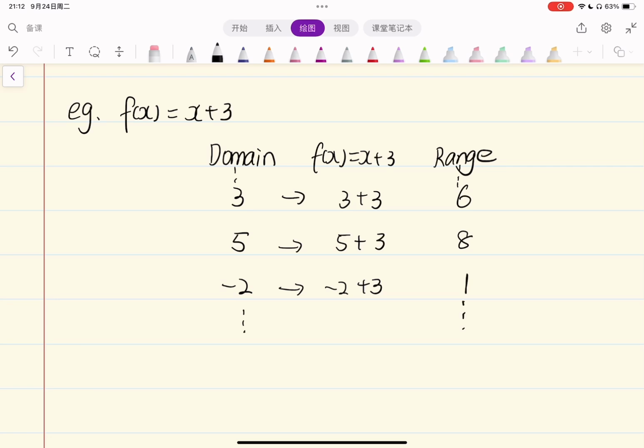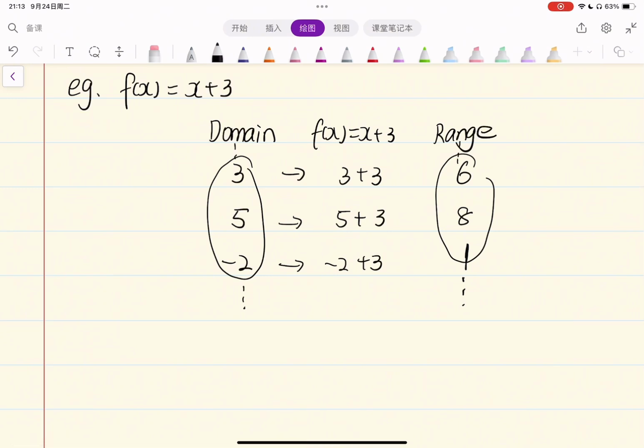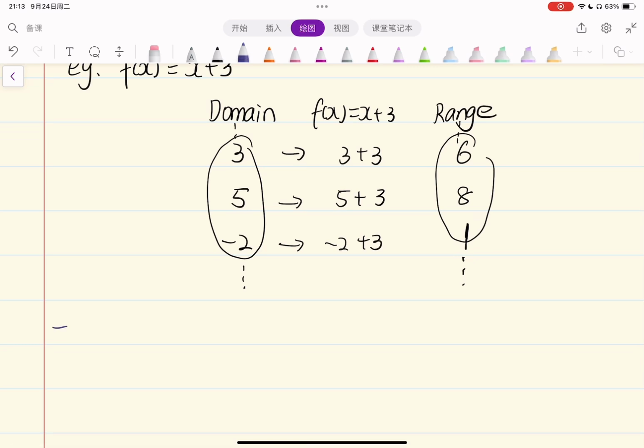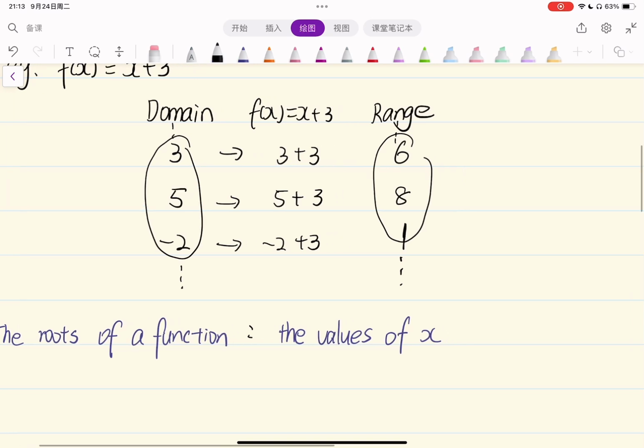There are lots of numbers in the range and lots of numbers in the domain. We only list 3 numbers as an example. And in the exam, sometimes the question will ask for the roots of a function. What does it mean? It means the roots of a function are the values of x for which f(x) equals 0.